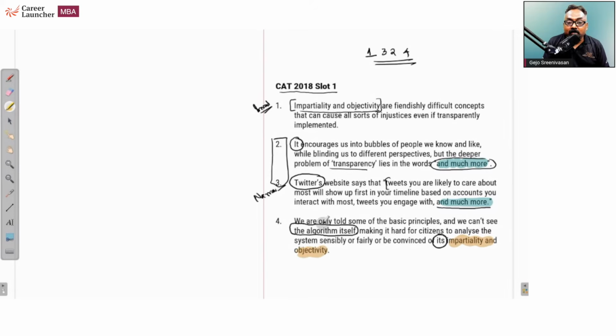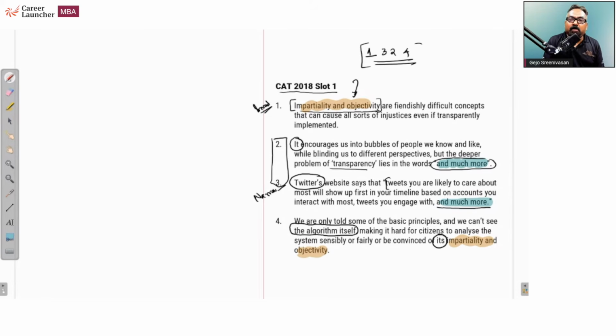Now look at this. This word echoed. Now we know that the introduction of impartiality and objectivity happened in sentence number 1, right? And what the author is doing is making a broad claim that impartiality and objectivity are difficult concepts. Even if you implement it, it's difficult. Okay, let's talk about Twitter, for example. Twitter's website says a lot of things. The problem is in the words and much more. Why? Because I can't see the algorithm. I don't know what they're doing. I don't know what and much more means. 1, 3, 2, 4.